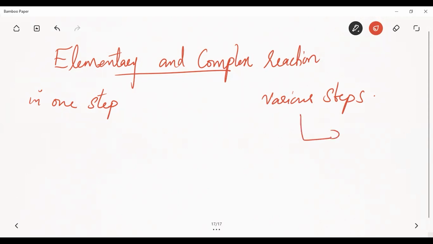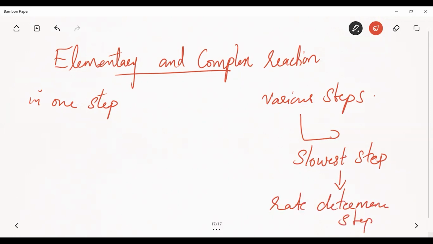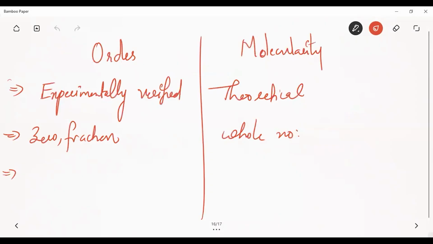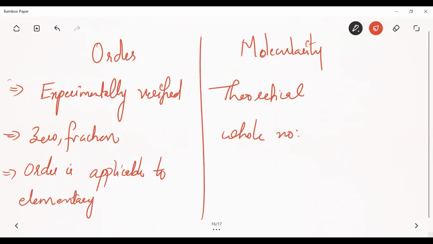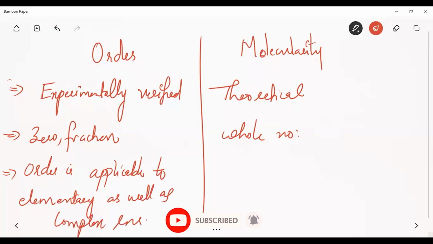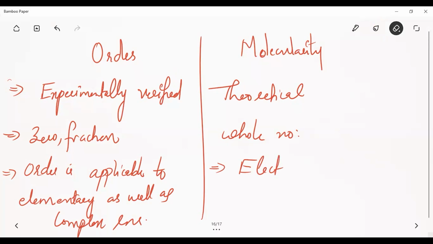But in the case of a complex reaction, we have to take the slowest step, that is the rate determining step. So how will you write the difference between elementary and complex reactions in terms of order and molecularity? Order is applicable to what? Elementary as well as complex reactions. While molecularity is dealing with what? Only elementary reactions, because when a complex reaction comes, it is not applicable. Hope you understand.